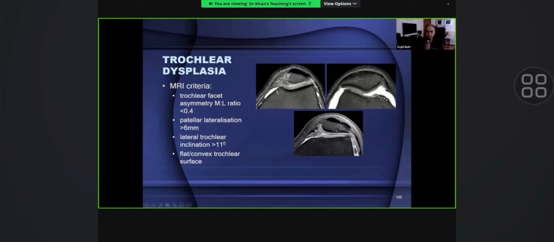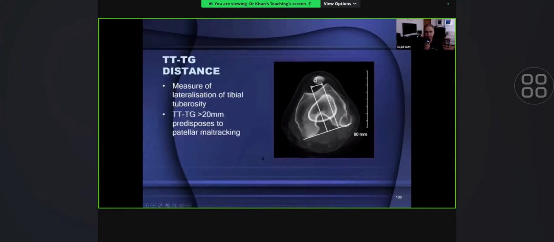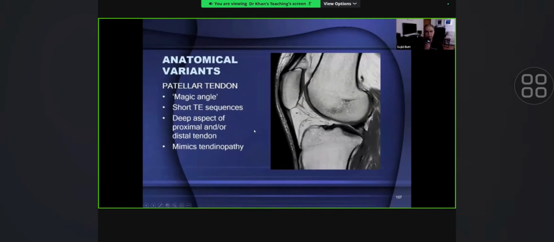So these 2 or 3 criteria, if you begin to use in everybody, you will get a very good eye developing, which will help you assess the dysplastic trochlea. Shallow, step deformity, and lateralization of patella on a background of a patient who has a high riding patella. These are quite useful findings. And then the trochlear tibial tuberosity distance is also quite an easy one to remember and practically use.